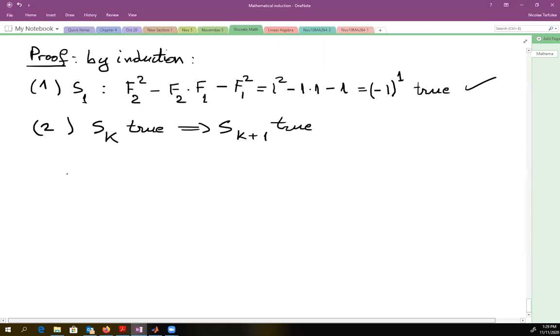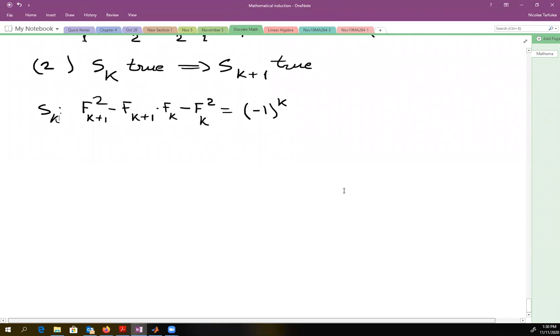So Sk being true means that F_{k+1} squared minus F_{k+1} times F_k minus F_k squared is indeed negative 1 to the k. So we know that this is true. This is Sk. Now we want to prove Sk plus 1 true, knowing this.